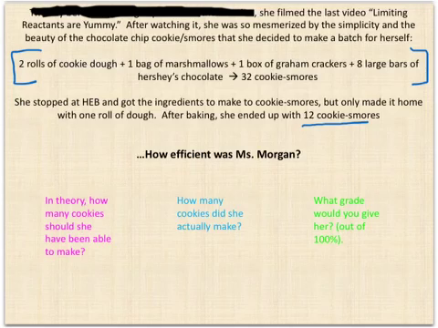We have to look at 3 things. The first thing we have to look at is how many cookies I should have been able to make. So I had enough of everything except for the cookie dough. So I only had 1 roll.